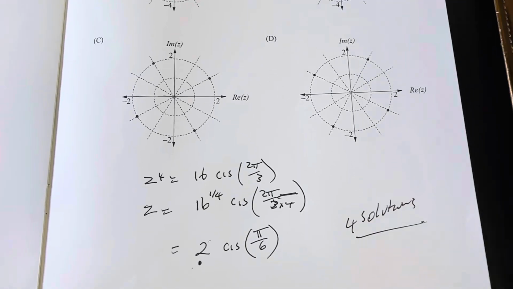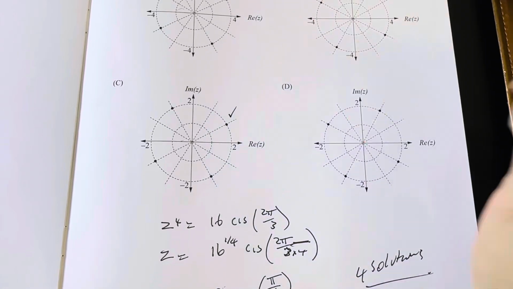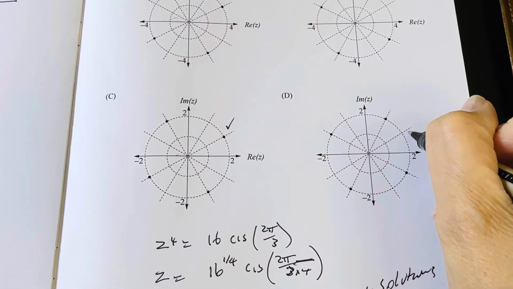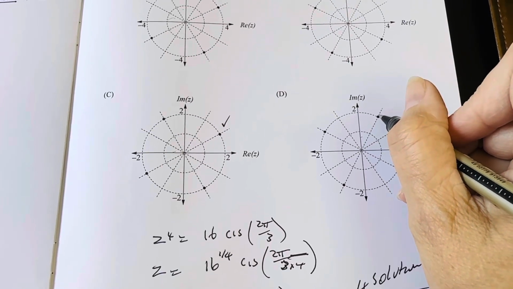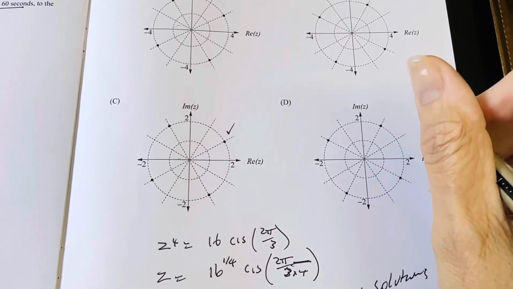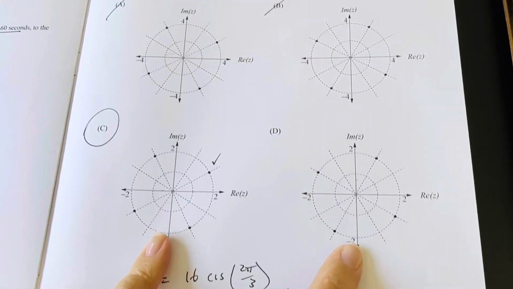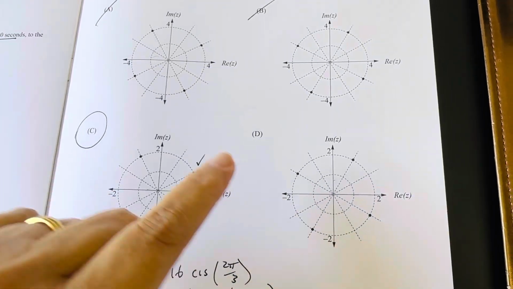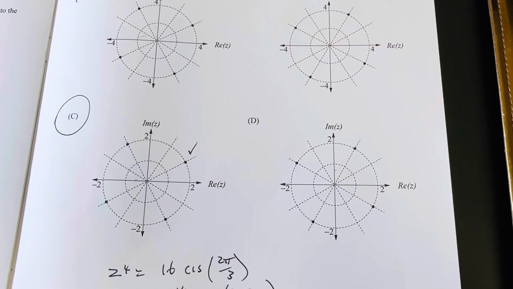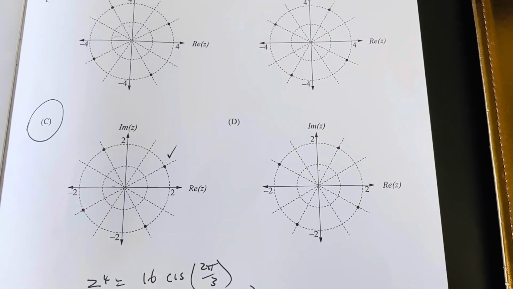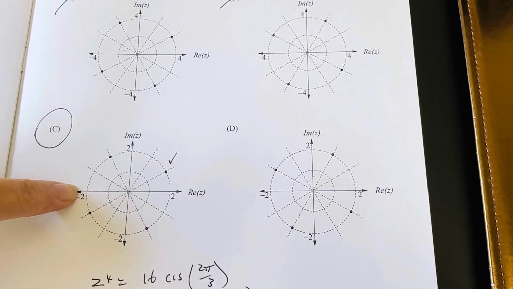The first solution is pi on 6. That's this one. That's pi on 6. This does not have pi on 6. That's actually going to be pi on 3, isn't it? So C will be our answer. All of them have equally spaced solutions around that circle. So that's why all of them were possible. But that's the one that satisfies for us, pi on 6.